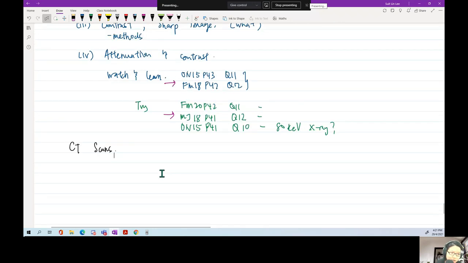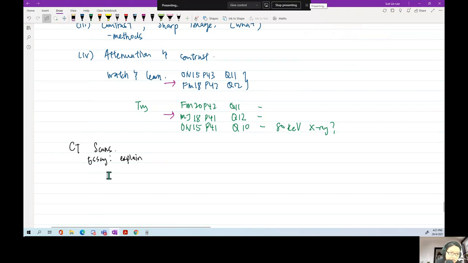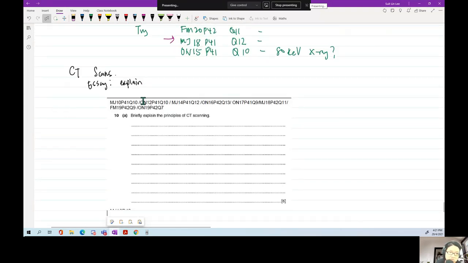What you need to know is two things. Essay: explain the working principle of CT scan. I hate to say this, but this is a cult favorite for some. I don't know why, but they ask so many times. The last time they asked is ON19 paper 42, 6 marks.